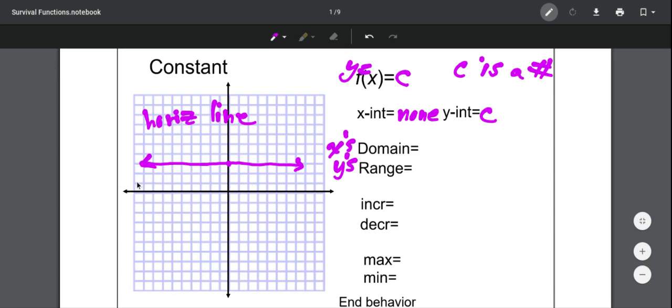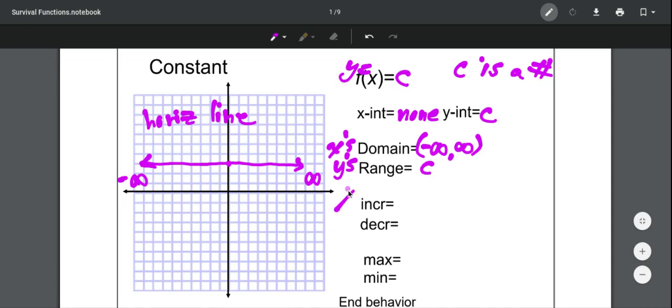So the domain is from negative infinity all the way over here to positive infinity. And so we say this is negative infinity to infinity, and we do this interval. And the range is the y values. Well, the only y value we have here is whatever c is.